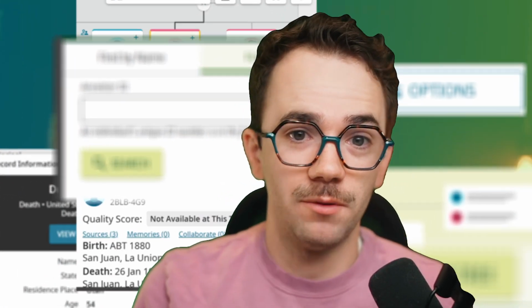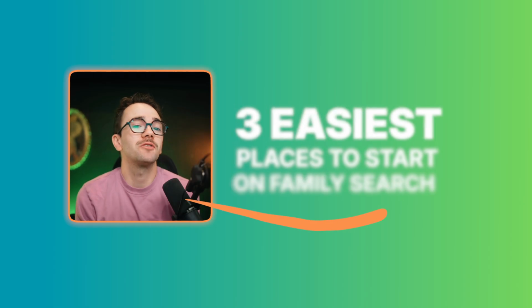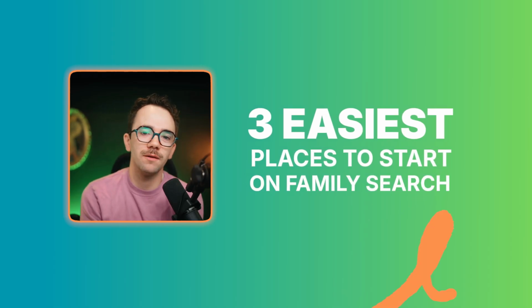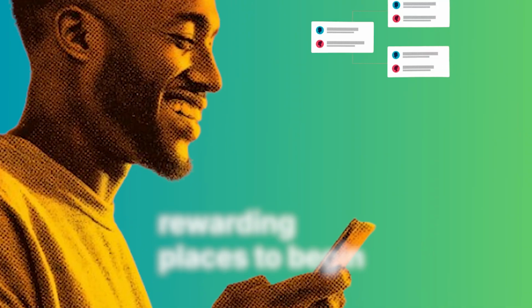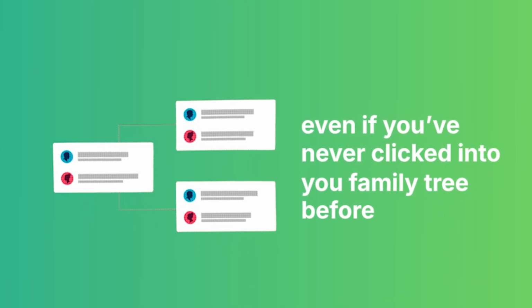FamilySearch can feel like a jungle gym. There are so many buttons, so many places, so many ancestors, red exclamation points, or worse, blank pages where you just don't even know where to start. Don't get overwhelmed. Let me show you 3 of the easiest places you can get started with your family history. And I've found that these are very rewarding places to begin. Even if you've never clicked into your family tree before, you don't have to be a pro for this video.